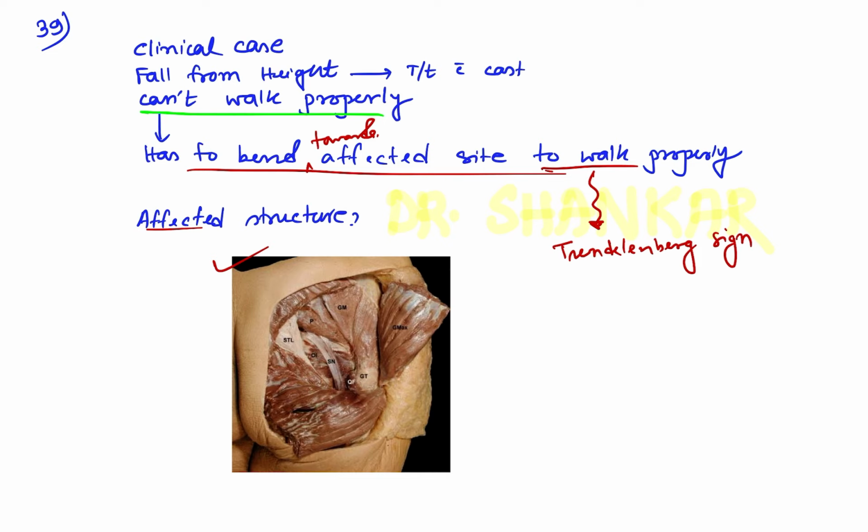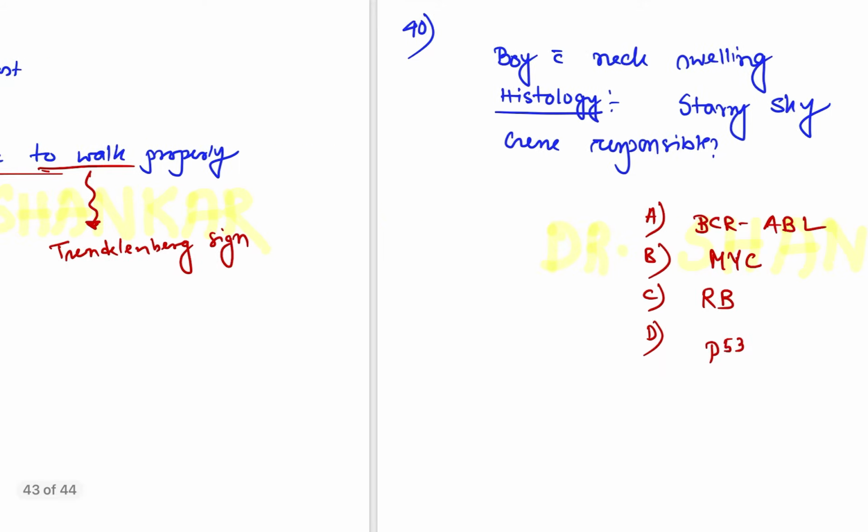So what is the affected structure? The affected structure is nothing but this muscle. This is actually gluteus medius muscle. So gluteus medius and gluteus minimus are supplied by the superior gluteal nerve. Superior gluteal nerve damage can cause Trendelenburg sign. These muscles are abductors of the hip joint.